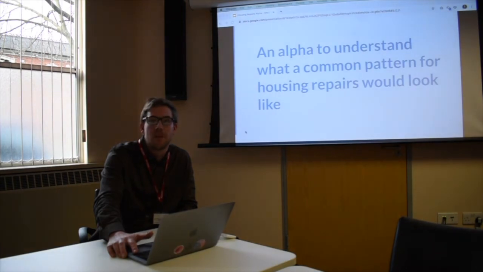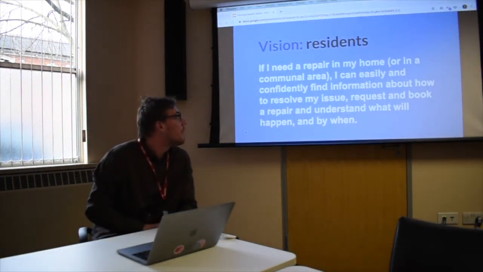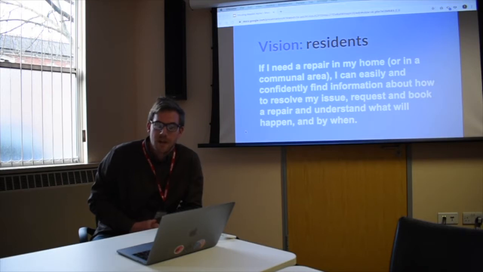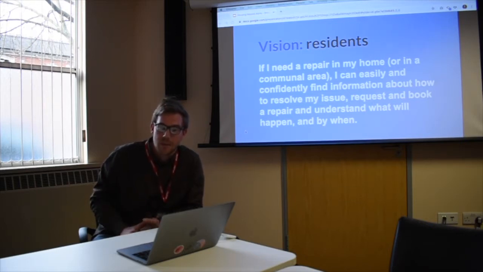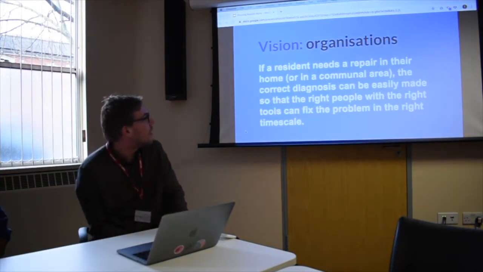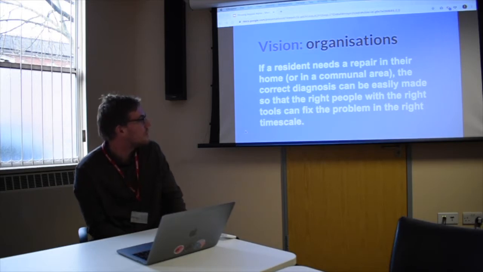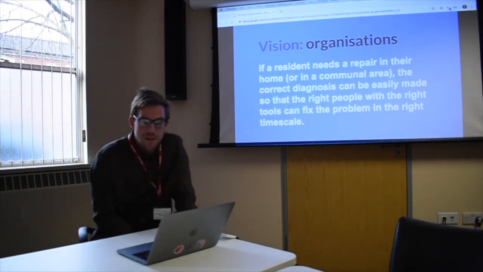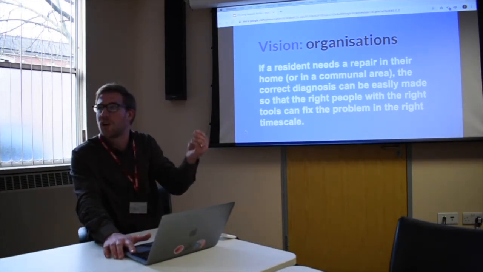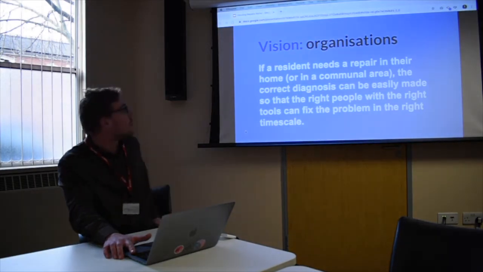We've got a couple of guiding stars that are guiding this work. These are our visions. So we have a vision for residents that we set at the start of the project. This vision is, for a resident: if I need a repair in my home or a communal area, I can easily and confidently find information about how to resolve it, request and book a repair, and understand what will happen and by when. For organisations: if a resident needs a repair in their home or communal area, the correct diagnosis can be easily made so the right people with the right tools can fix the problem in the right timescale.